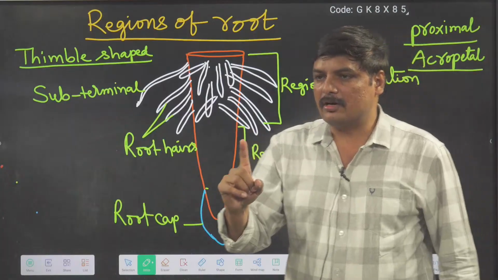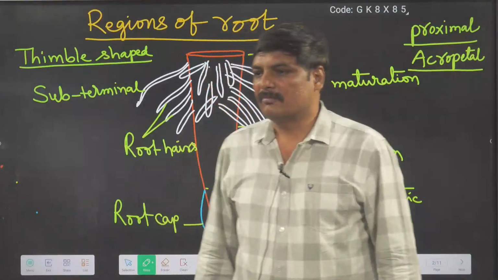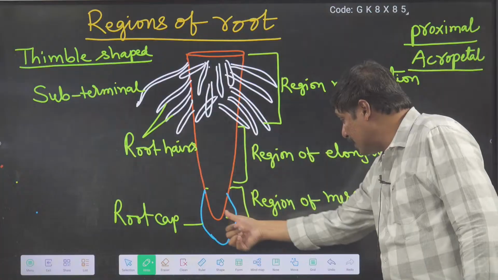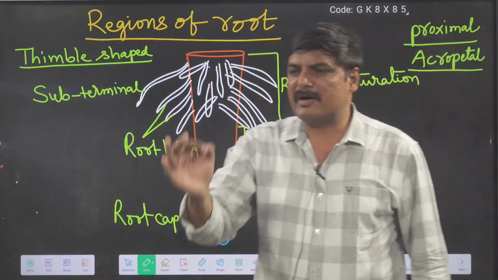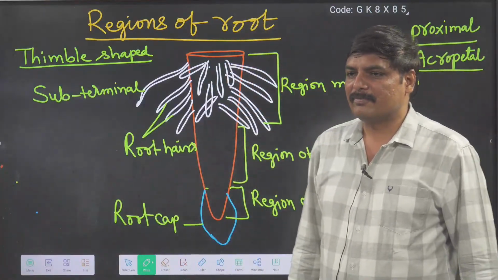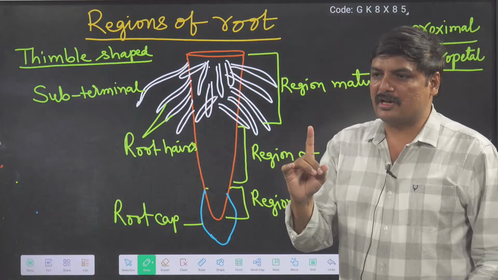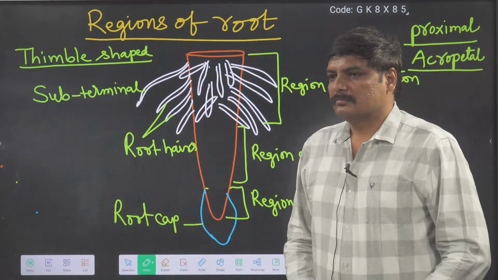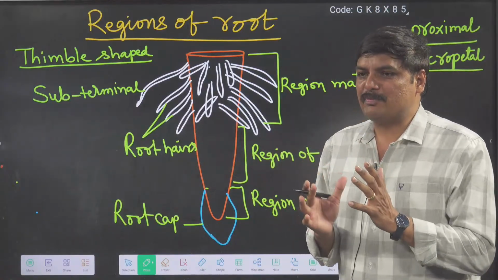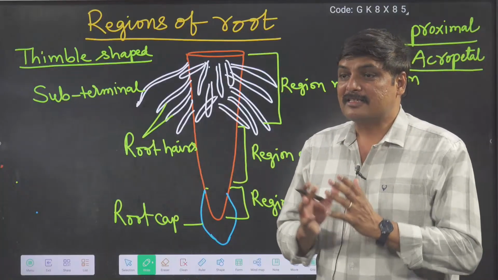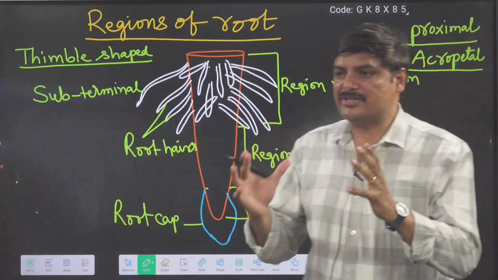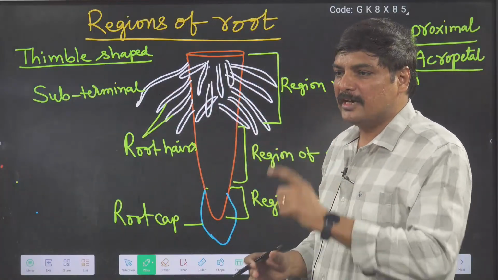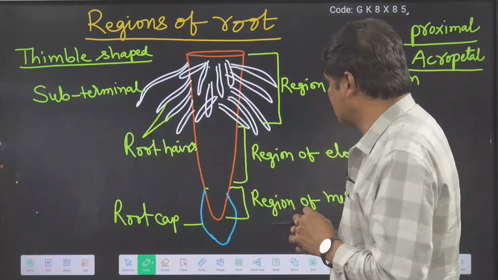Which region is called the meristematic region? This one, meristematic. What is the main function of the meristematic region? The main function of the meristematic region is cell division. Divide and form new cells. That is the main function of the meristematic region.